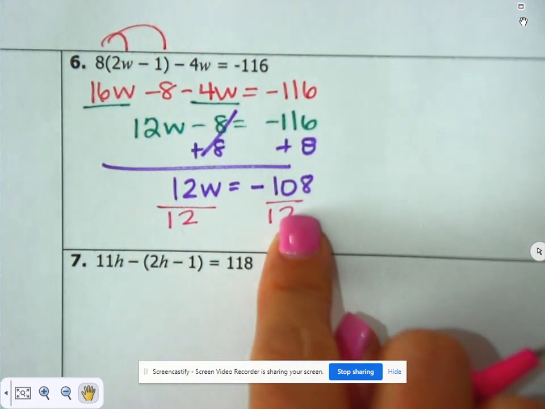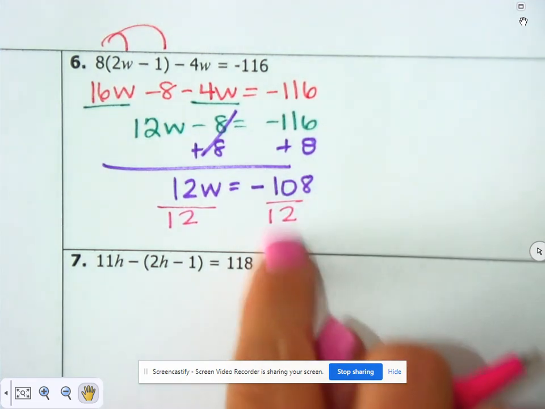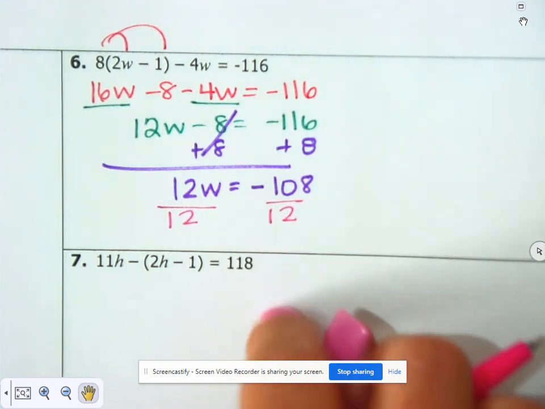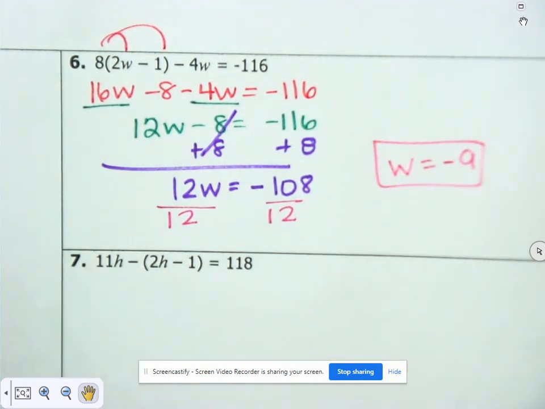And then we're going to divide. Okay, y'all, 12 doesn't go into 108 10 times. That would be 120. But the difference from 120 to 108 is 12. So what's 1 less than 10? It would be 9. So w equals -9.